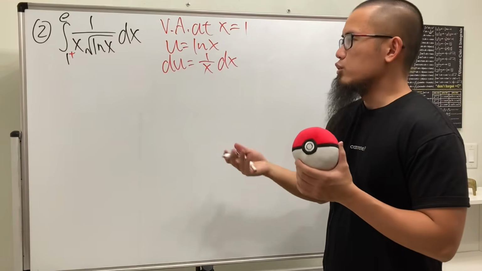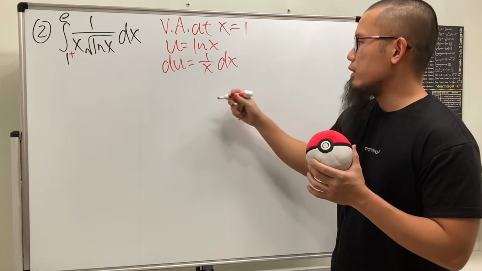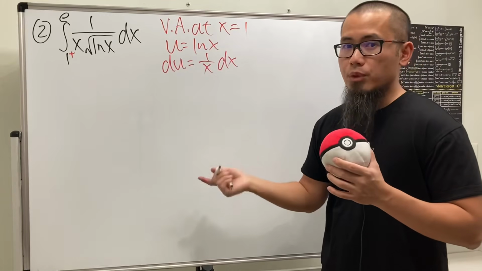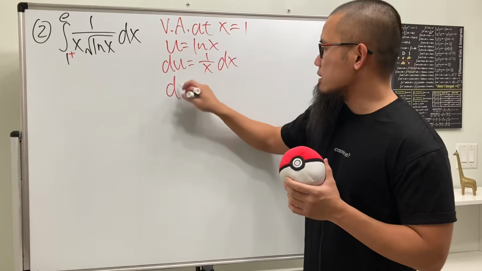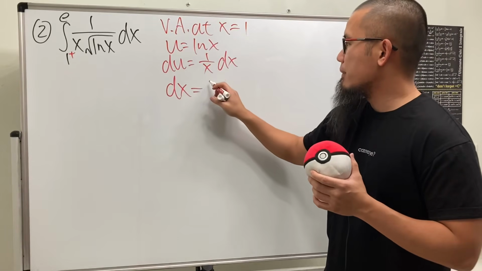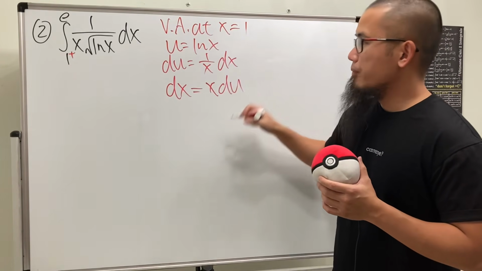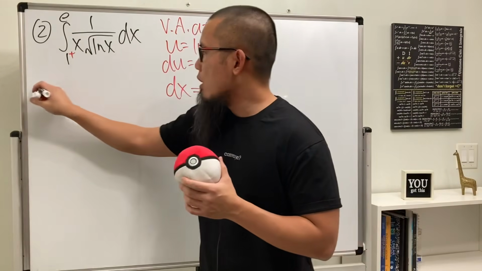So if you would like, you can actually just replace right away, or you can also just multiply the x on both sides, so you can see the cancellation. So it's up to you. Perhaps I'll just show you guys the cancellation. It's not bad. Multiply the x on both sides like this. And now take this integral to the u world.